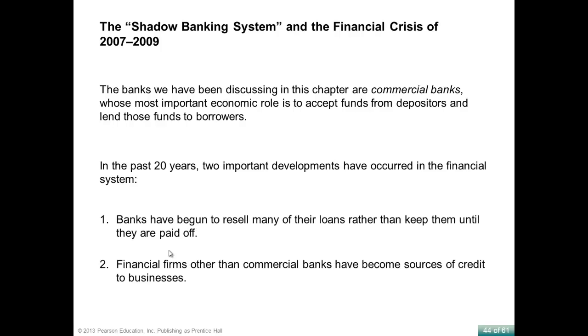So, the shadow banking system of the financial crisis. The banks we have been discussing in this chapter are called commercial banks. Their most important economic role is to accept funds from depositors and lend it to borrowers. In the past 20 years, two important developments have happened in the financial system. Banks have begun to resell their loans rather than keep them until they're paid off. Financial firms, other than commercial banks, have become sources of credit to businesses, therefore creating what we would refer to as the shadow banking system.